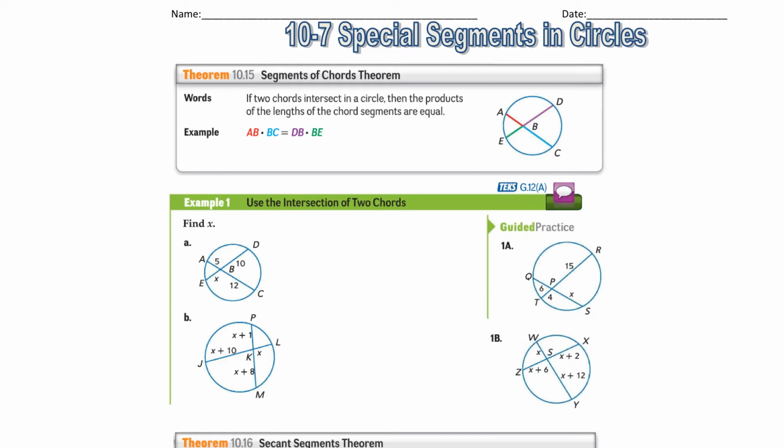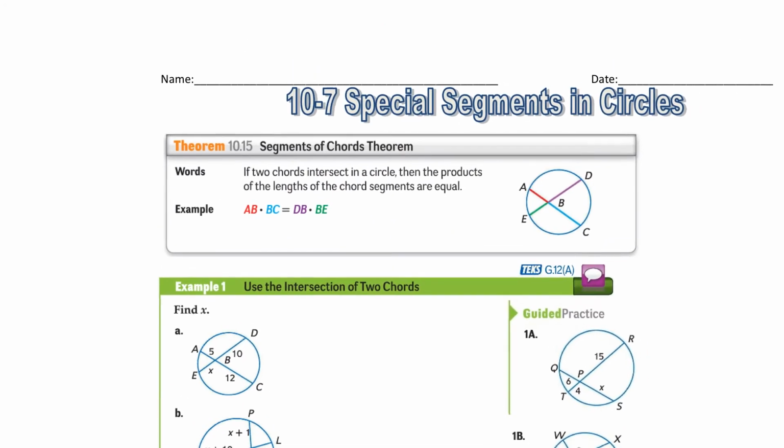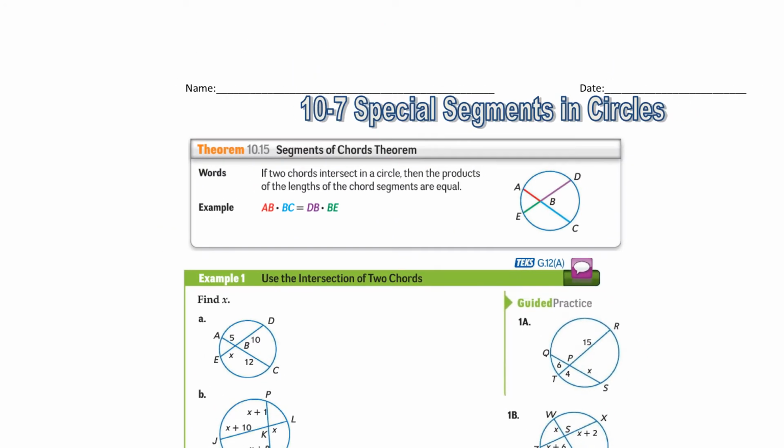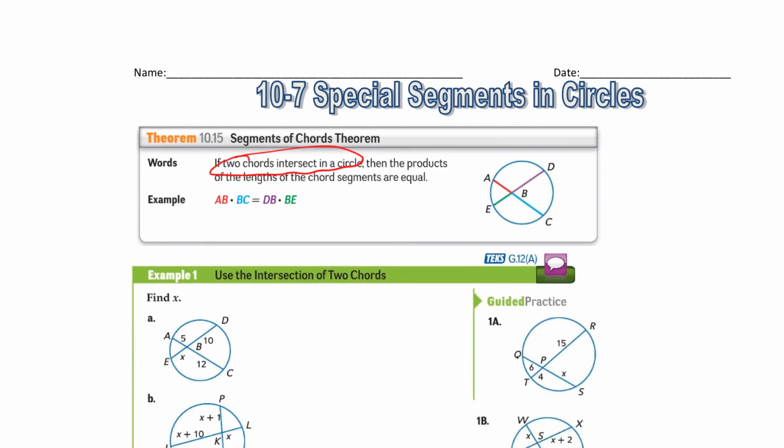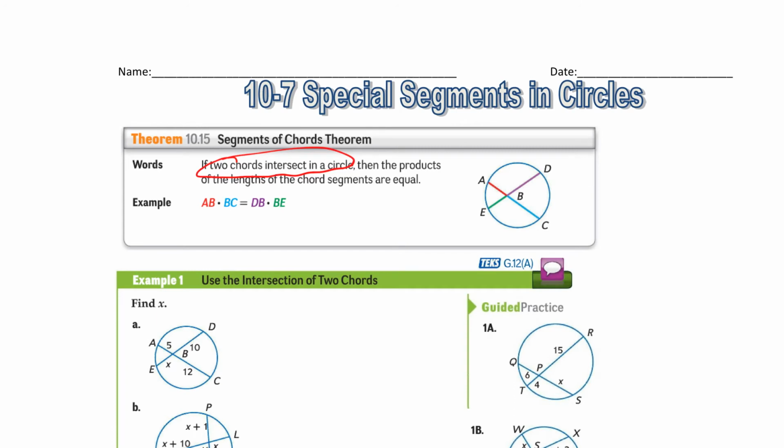Talk about really the last new thing within this circles unit. There are three different possibilities of what we deal with today. The first is where two chords intersect inside of a circle, where they cross each other on the inside of the circle. The product of the lengths of the chord segments are equal. So what this says right here is true.